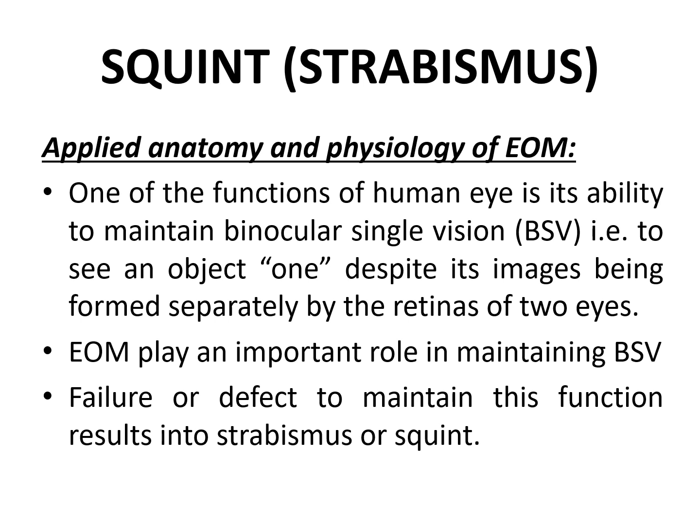One of the functions of the human eye is its ability to maintain binocular single vision. Each eye sees a slightly dissimilar image and they are fused into one image. Extraocular movements play an important role in maintaining binocular single vision. Failure or defect to maintain this function results in strabismus or squint.